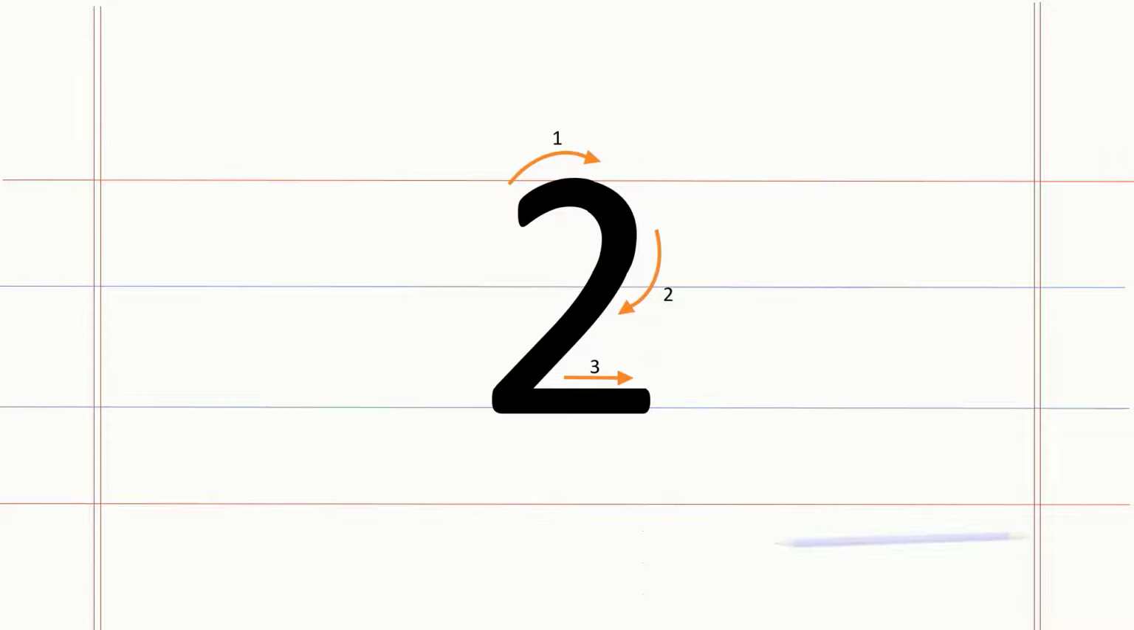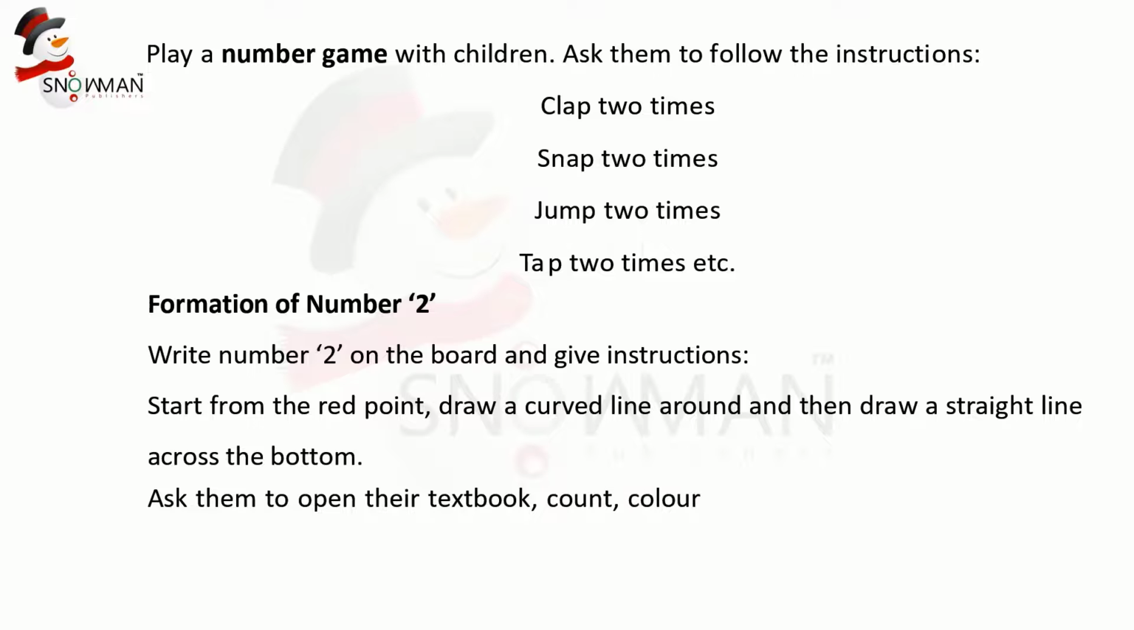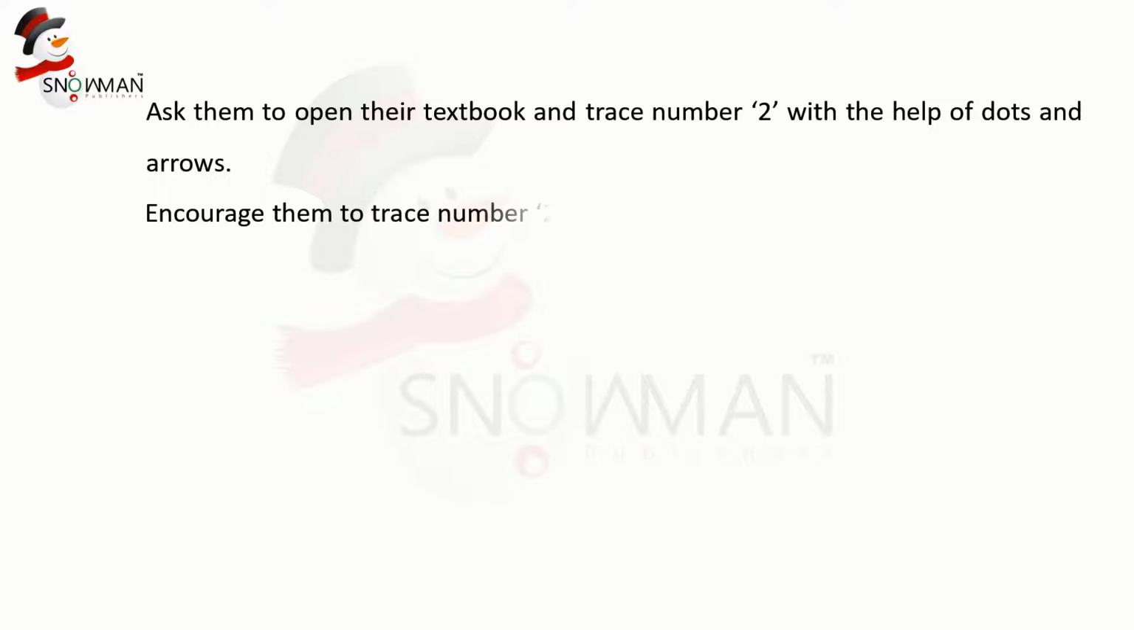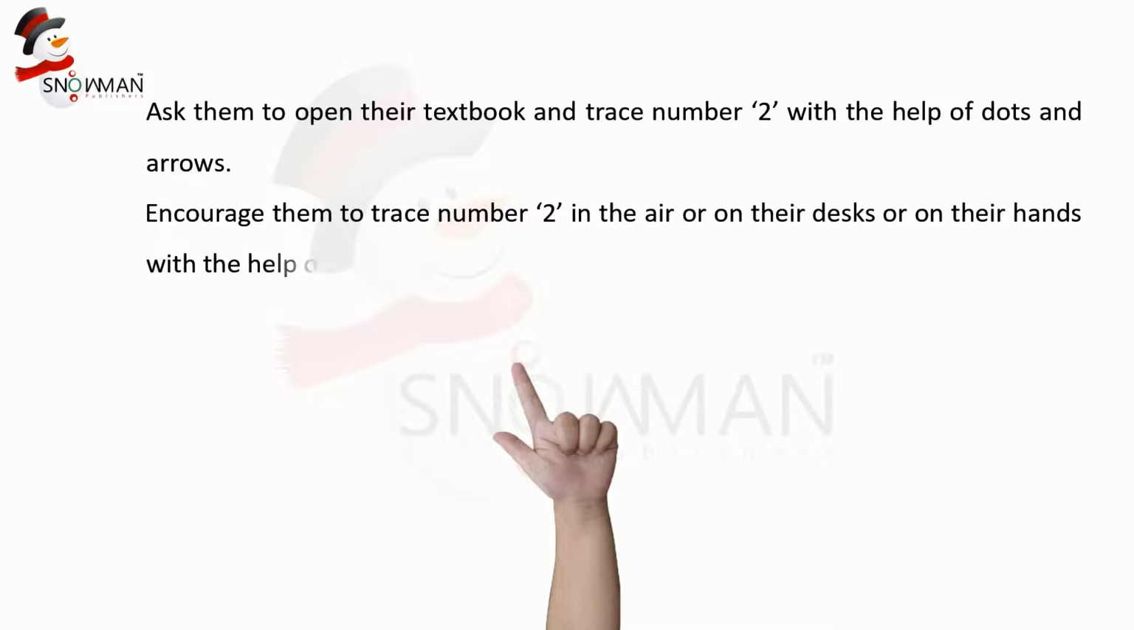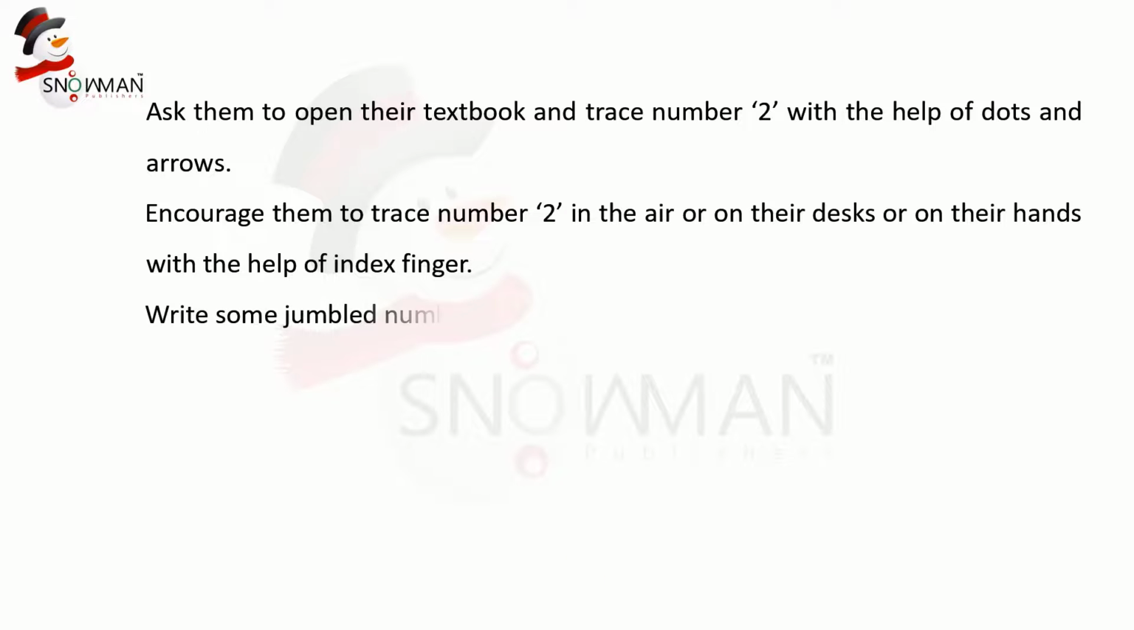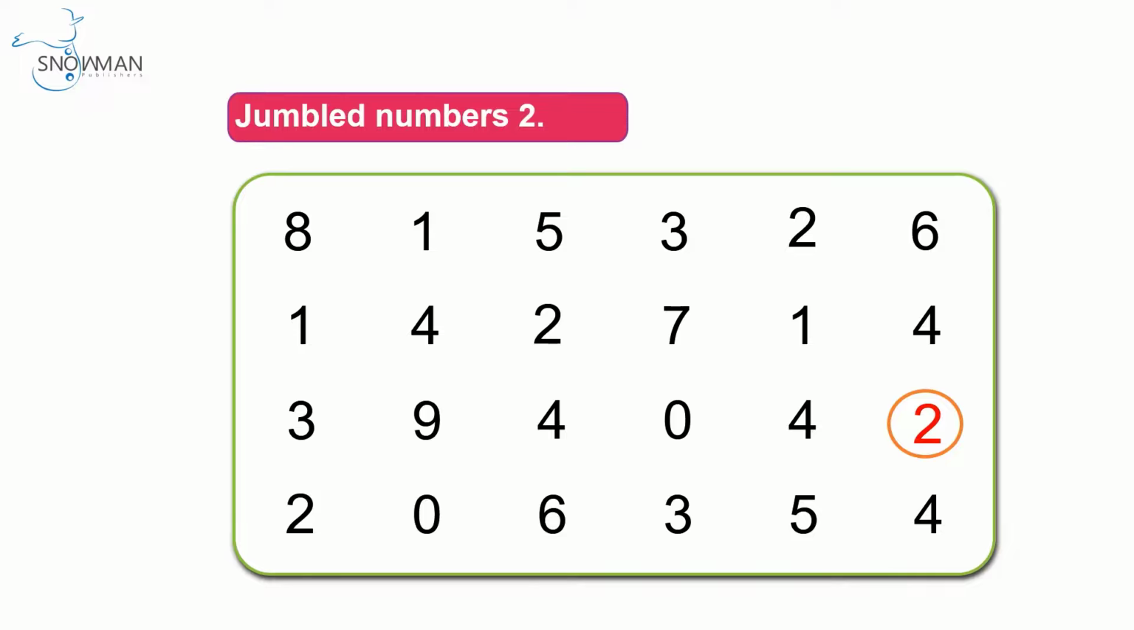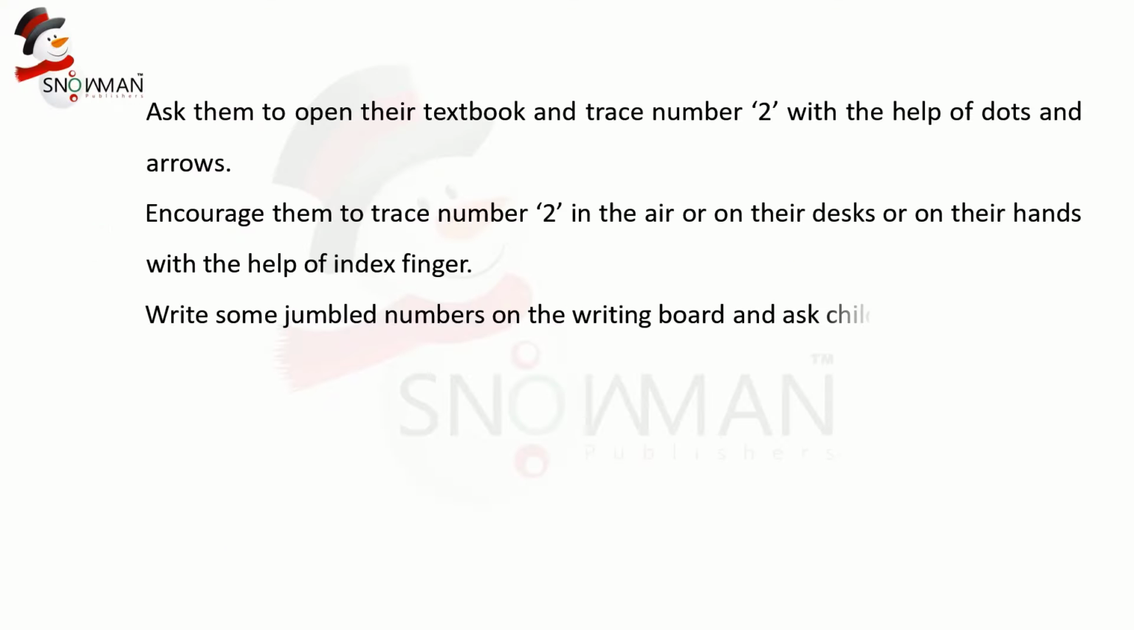Ask them to open their textbook, count, color, and match objects with number 2. Ask them to open their textbook and trace number 2 with the help of dots and arrows. Encourage them to trace number 2 in the air, or on their desks, or on their hands with the help of index finger. Write some jumbled numbers on the writing board and ask children to recognize 2.